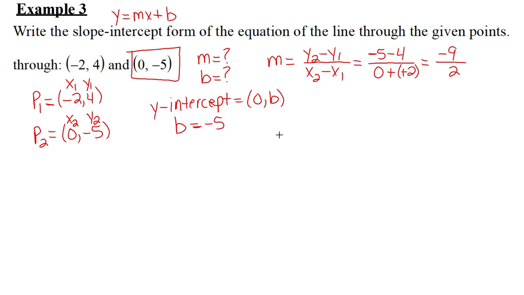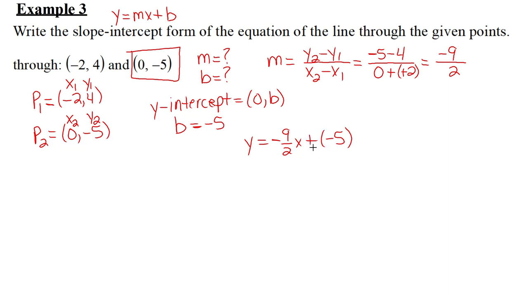So I have my two parts that I need in order to write this equation in slope-intercept form. I have my slope, which is -9/2. I have my y-intercept, which is -5. So I can rewrite my equation as y equals -9/2 x plus -5.